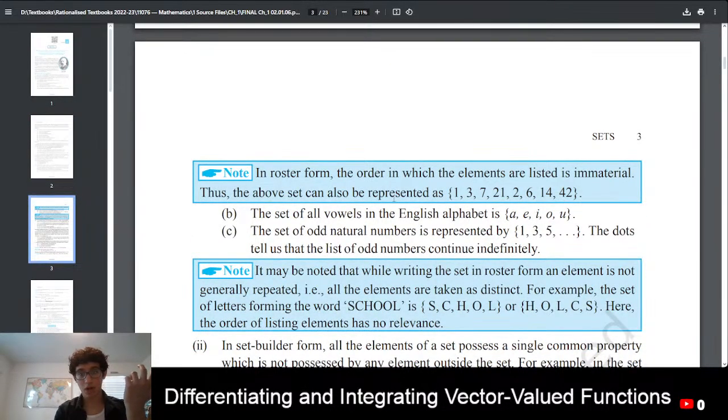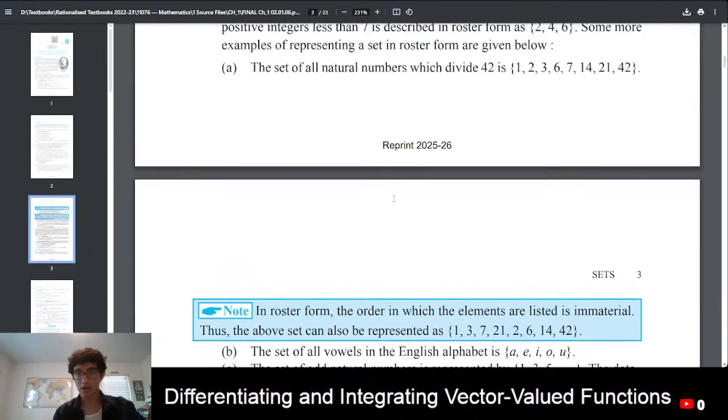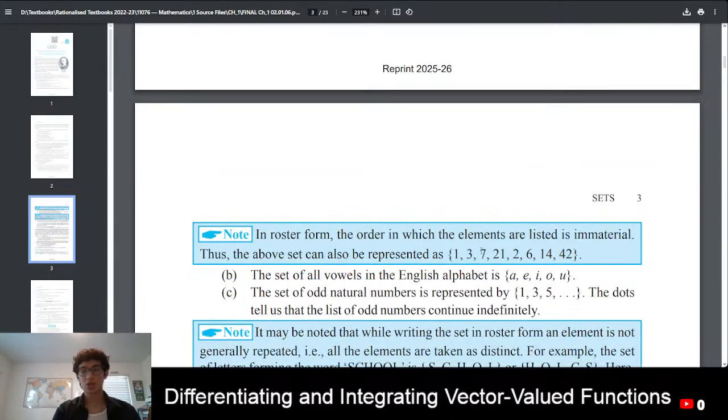The order does not matter over here. So instead of writing out this long thing, 1, 2, 3, and then 6, 7, 14, 20, or 42, you can change up the order a little bit. You can change it up completely. You can put the opposite order. You can shuffle them randomly, but it's the same thing because you've got the same members within it.